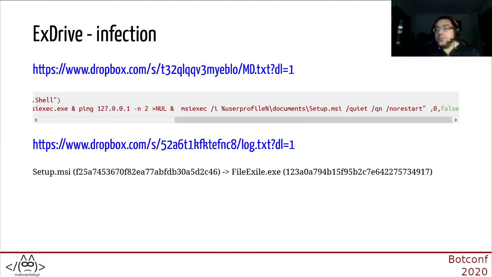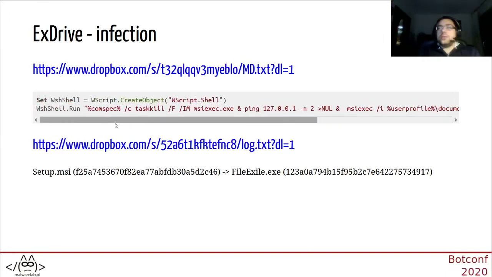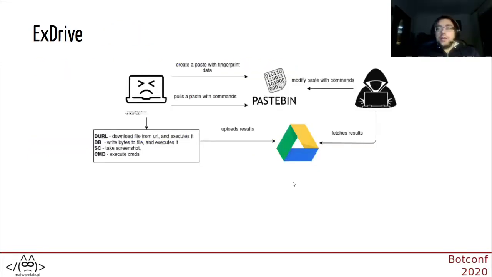So let me try to show it to you. Right, so this is this simple script. It basically runs the MSI. The MSI will unpack to the file exile.exe, and we have the malware. And the malware is actually the interesting part. It's actually a very simple one. It's a validator, simple RAT, downloader, whatever you want to name it.